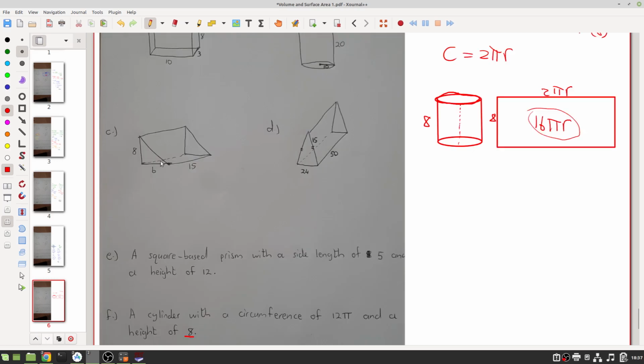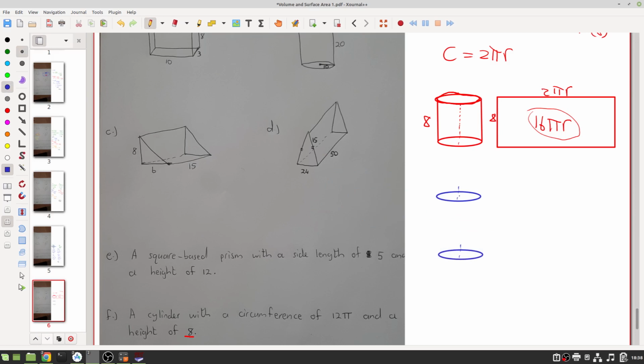Now what else do we have? We've got 2 circles. Okay, so I'm just gonna do this. And let's change the color. Okay, so we've got 2 circles that we still have to work out. Top and bottom.